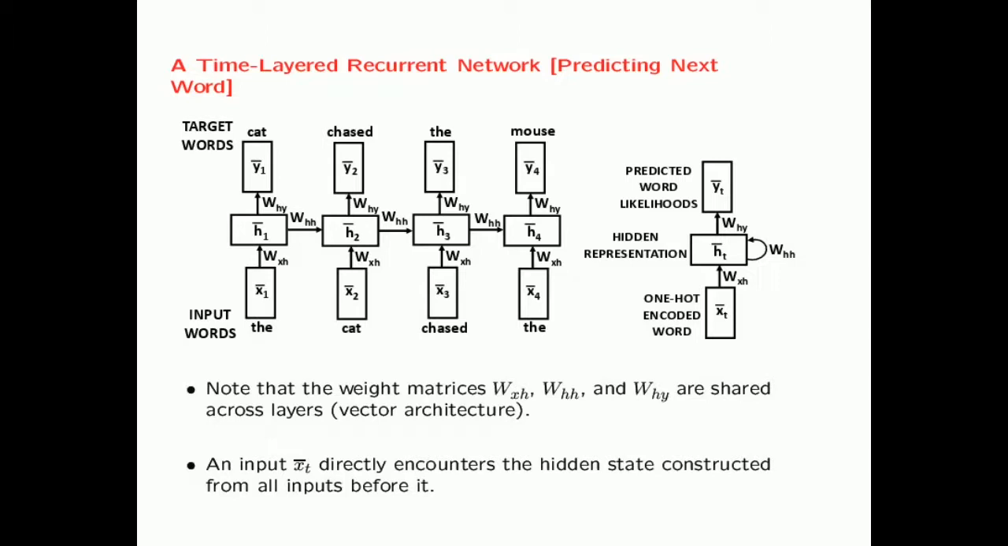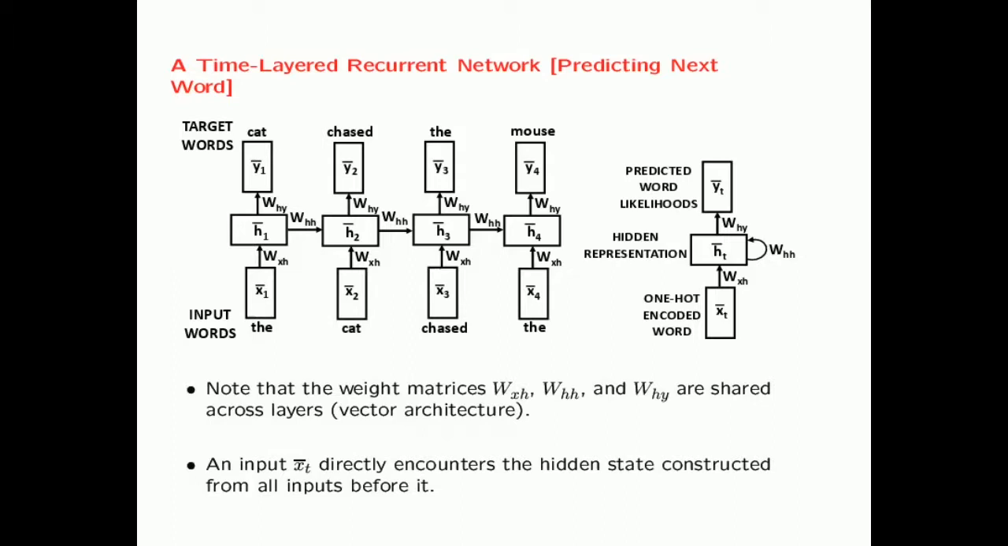Now, the other very interesting point is that this is a vector-centric architecture where I've used rectangles because each of these nodes is a vector. And the other point that you'll note is the weight matrices. So WXH represents a weight matrix between the input and the hidden layer. WHH represents the weight matrix between two hidden layers, and WHY represents the weight matrix between the hidden layer and the output.